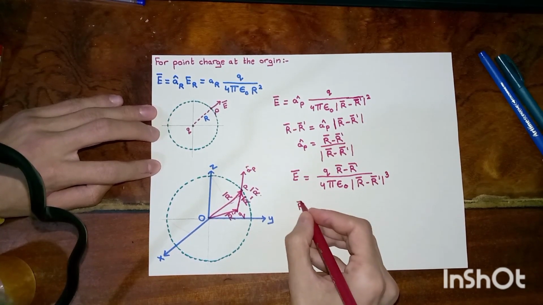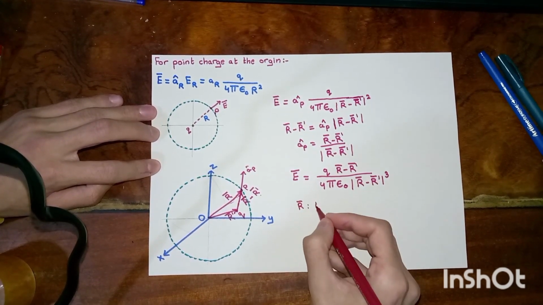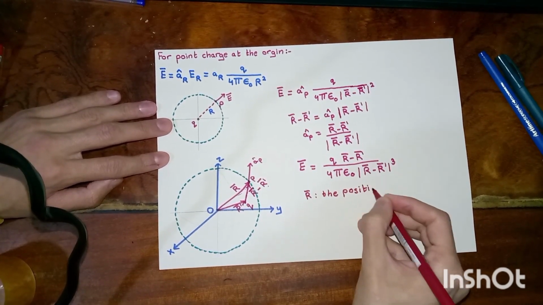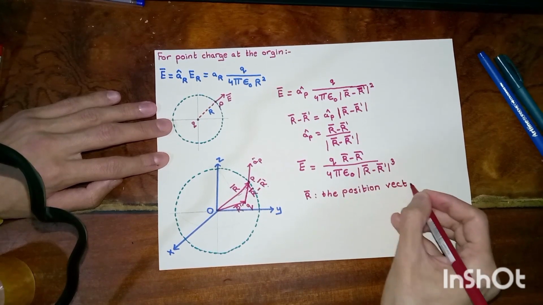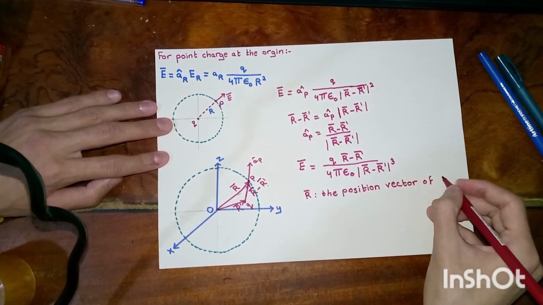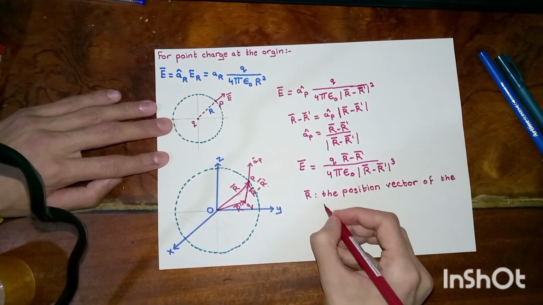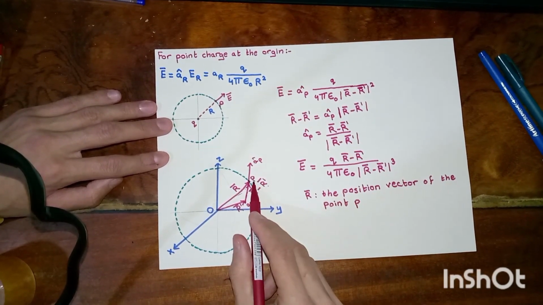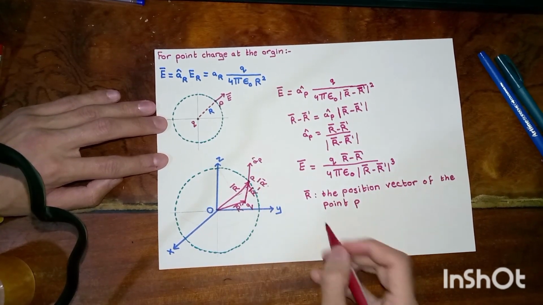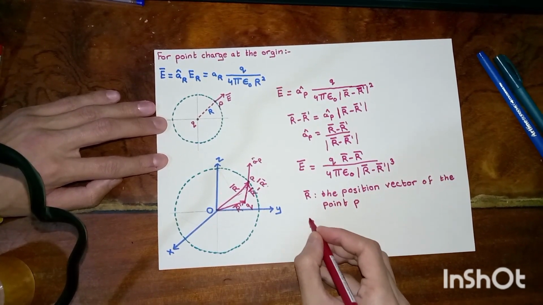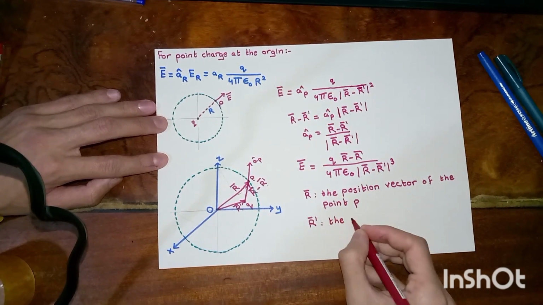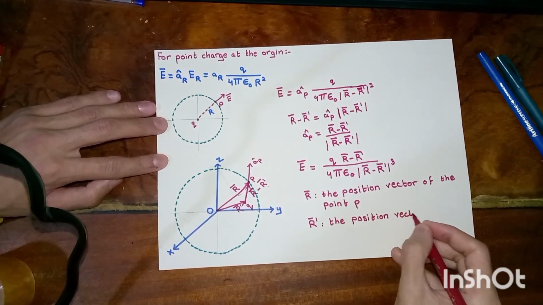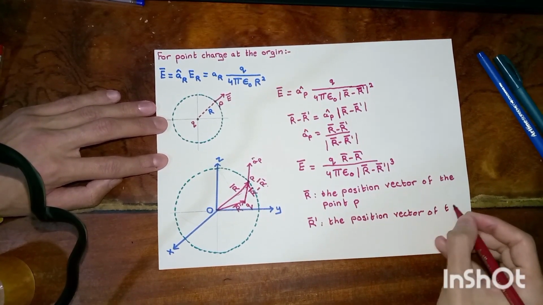r represents the position vector of the point P, or the point at which we want to measure the electrical field intensity, and r primed represents the position vector of the charge Q.